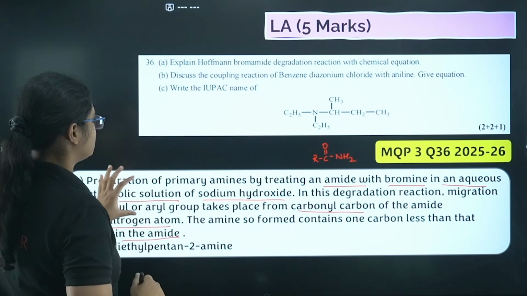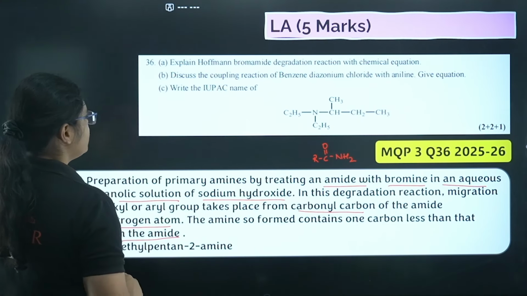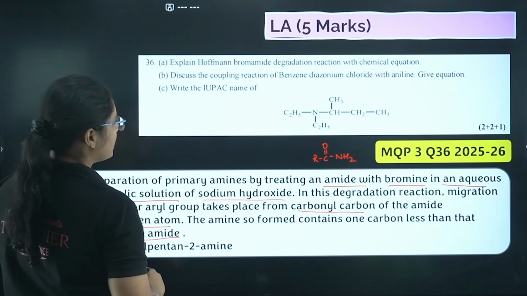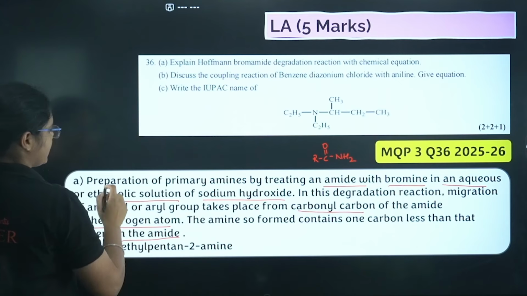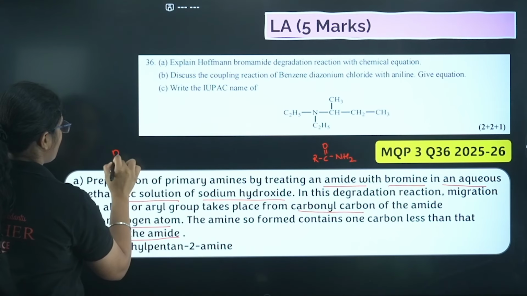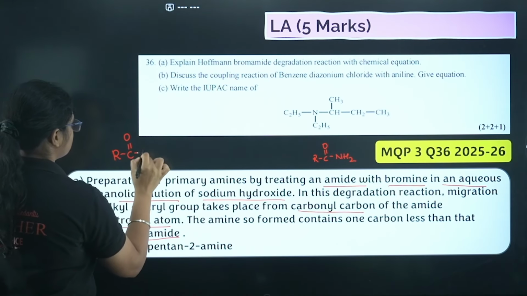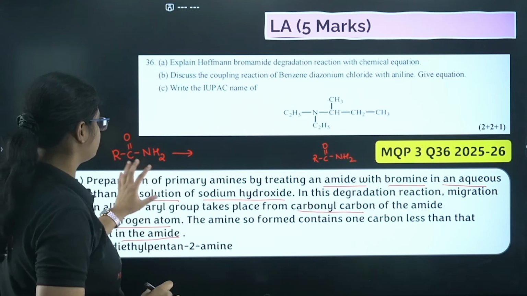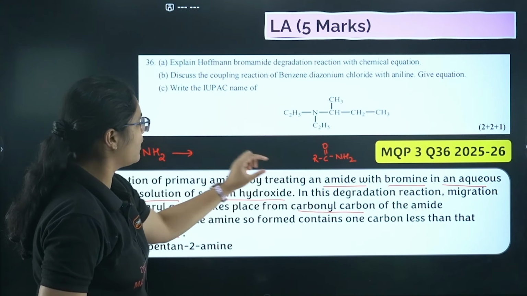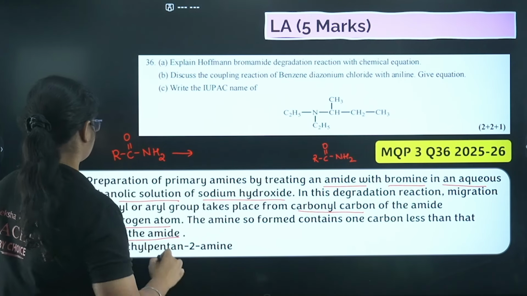Now I'll show you this reaction with an example. So if I write down this reaction, I have RCONH2, so what are you reacting? Preparation of primary amines by treating an amide with bromine in aqueous solution.